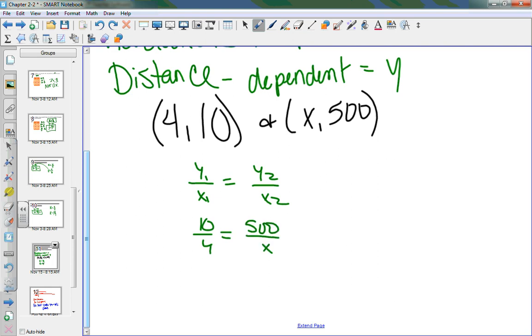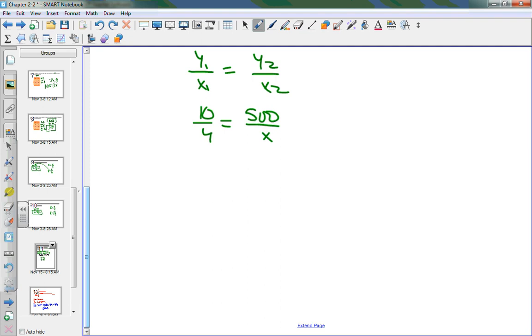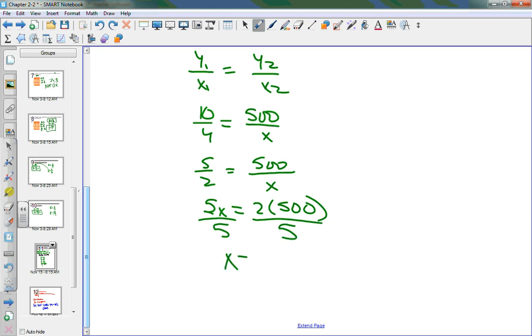Good job. Now I'm going to reduce this because 10 over 4 reduces down to what? 5 over 2 is equal to 500 over x. So 5x is equal to 2 times 500. Why did I do that? Because do we like to deal with big numbers or small numbers? Small numbers. I'm going to see if anything cancels out. Divide by 5, and x is equal to, well, that becomes 1, and this becomes 100. So what's 100 times 2? 200.